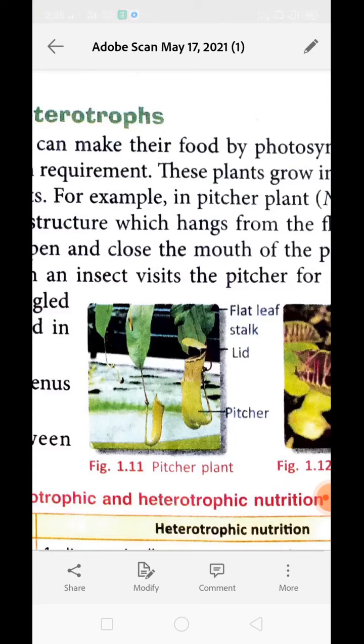Why are they called insectivorous plants? Because they feed on insects. Insectivorous plants are green and they feed on insects. Why? Because they are growing in soil which is nitrogen deficient, and to fulfill their nitrogen need they need to trap the insect so that they can digest it.